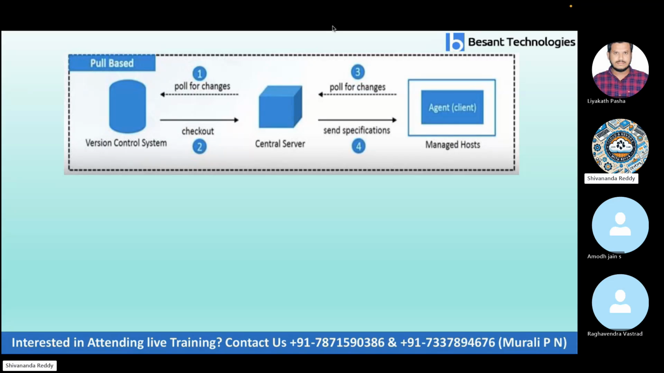This data will be read by the central server, but the agents will talk to the central server saying, if you have any updates related to me, please install me. Like that, the agent will ask the server, and the server will go ahead and check on the version control system. That is what we call a pull based mechanism.